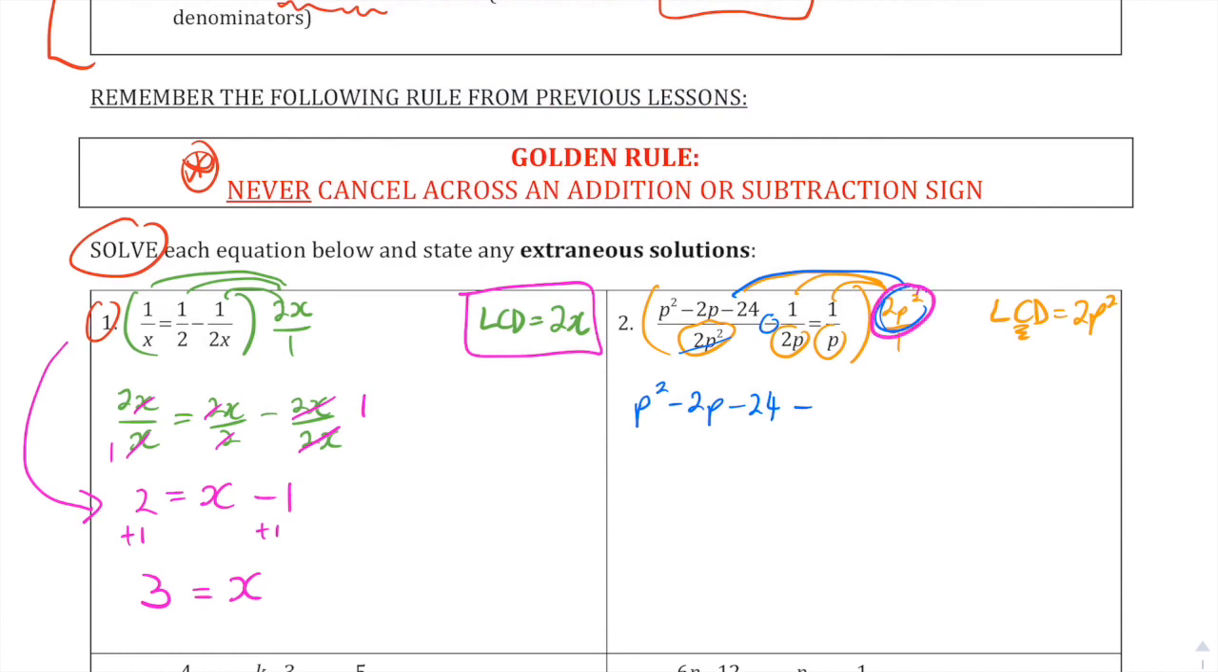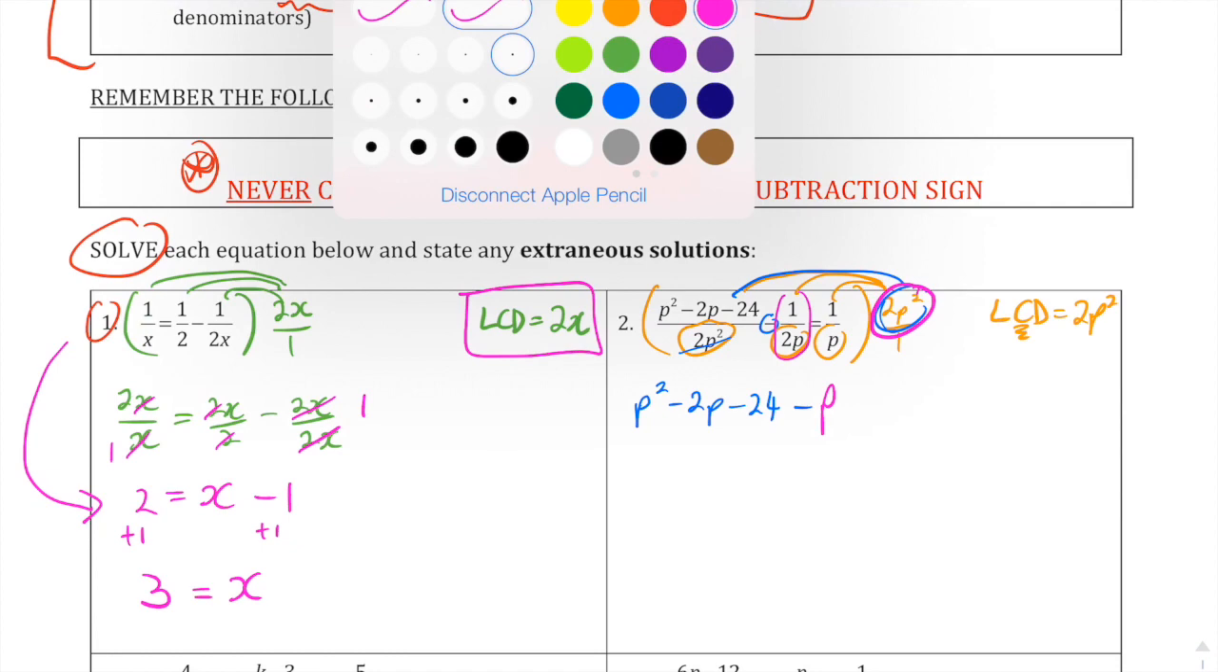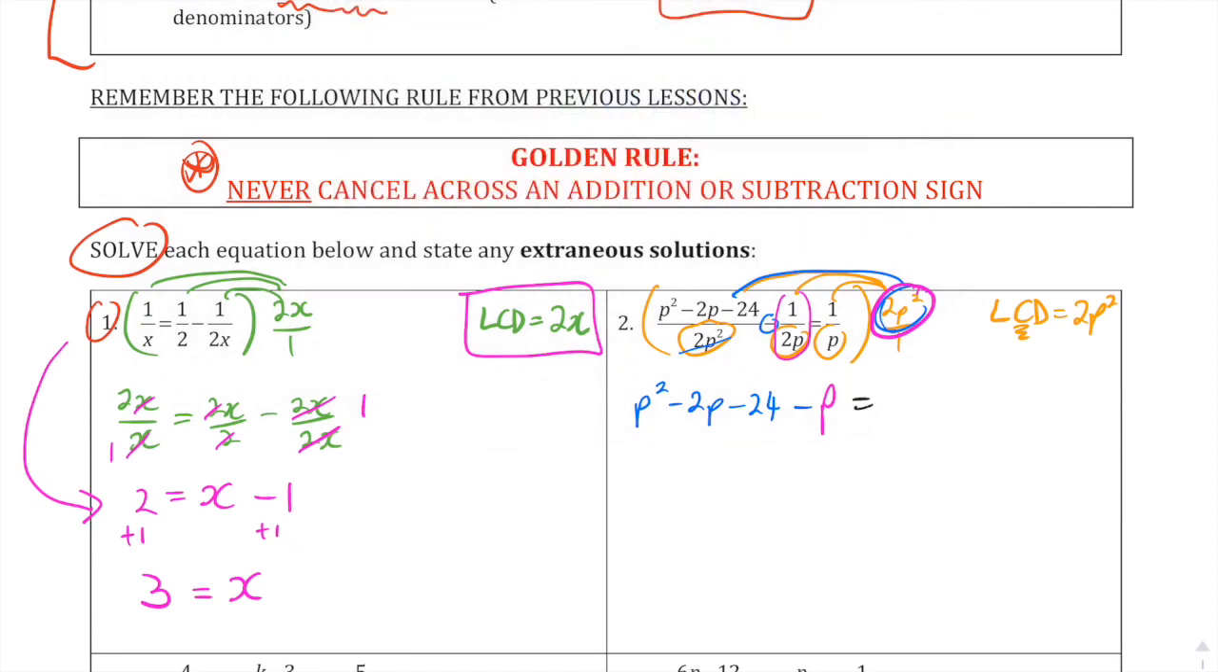When I do 2p squared multiplied by the term 1 over 2p, those will cancel, and I'll be left with p, because 2p squared divided by 2p leaves me with p, multiplied by the 1 on top. Then I switch colors one more time: 2p squared multiplied by the term 1 over p. One of the p's will cancel and you will be left with 2p on the right hand side. So in each of those instances I've distributed and multiplied each of the terms.